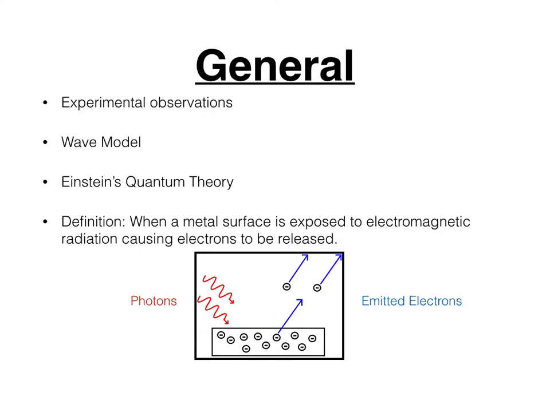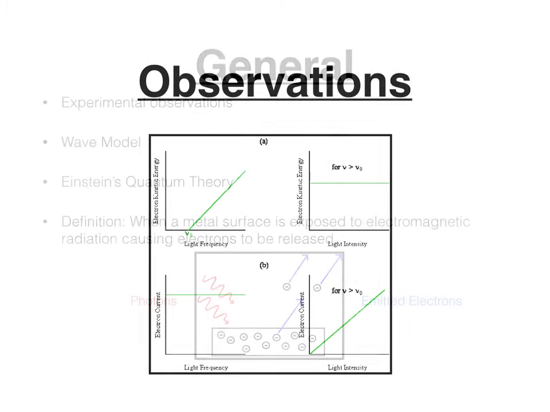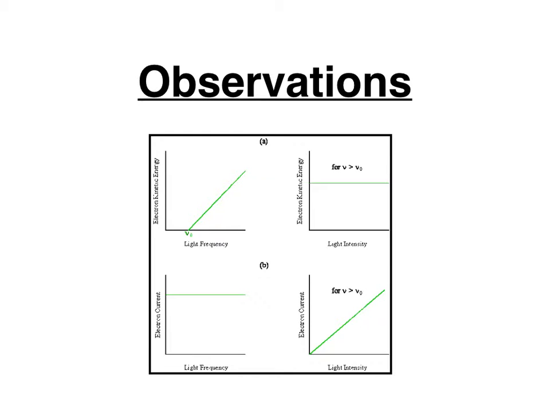So what is the photoelectric effect? Well, it is when a metal surface is exposed to electromagnetic radiation, which causes electrons to be released. 15 years after it was first discovered by Heinrich Hertz in 1887, Philipp von Lenard described the properties of the photoelectric effect. We can put Lenard's observations into four main points.